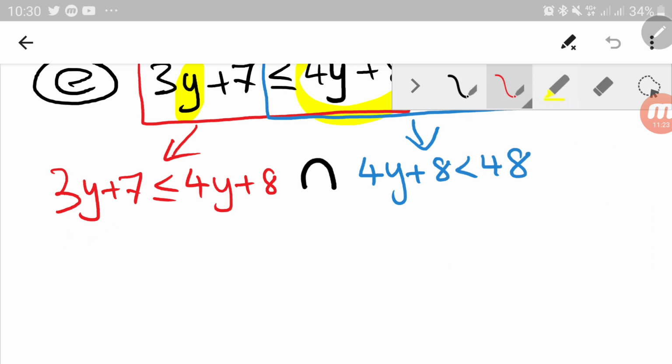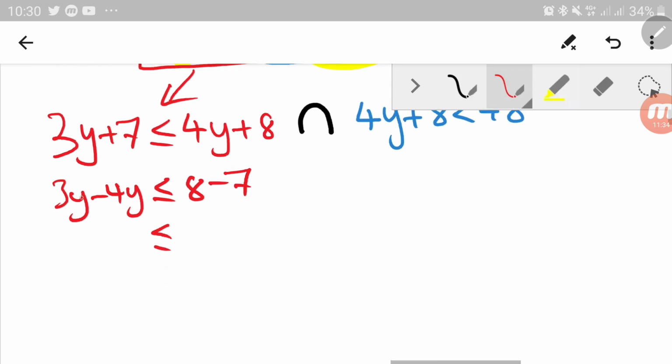Now we solve them individually. For this one, I'll just do it faster. So 3y minus 4y, 8 minus 7, and then minus y, and 8 minus 7 is 1, so y is greater than or equal to minus 1. Correct, right?